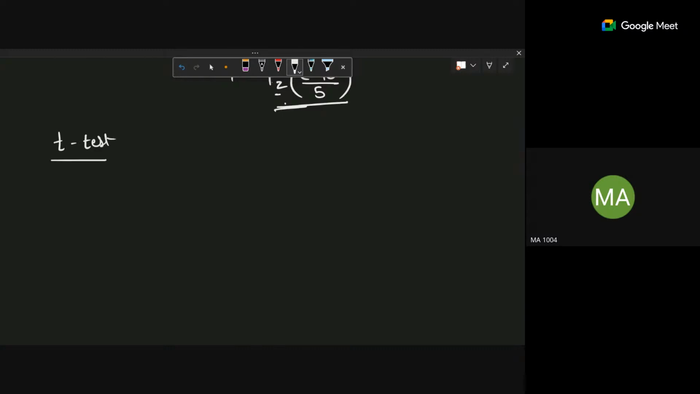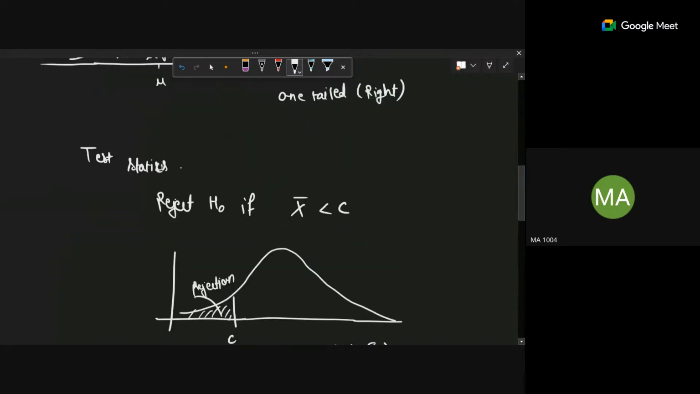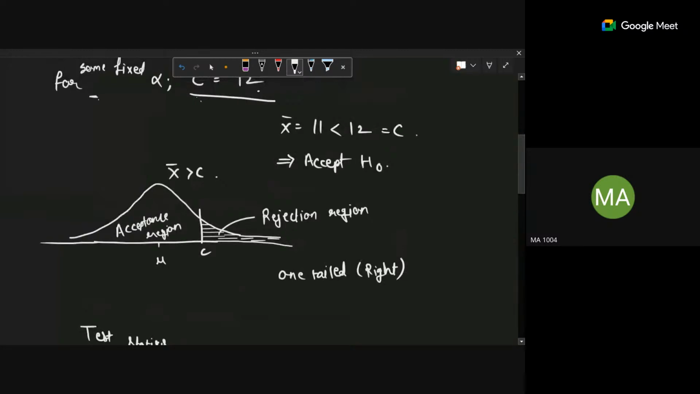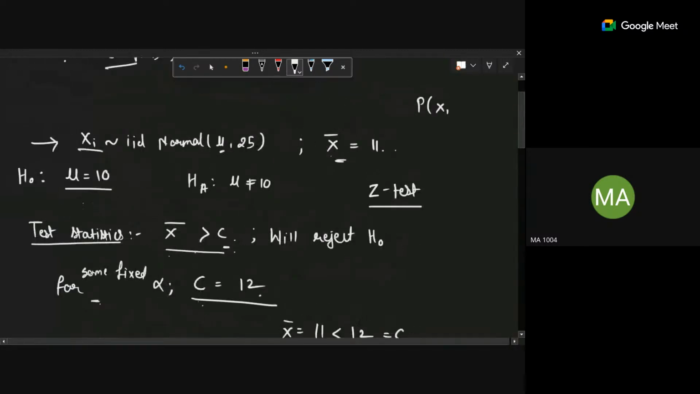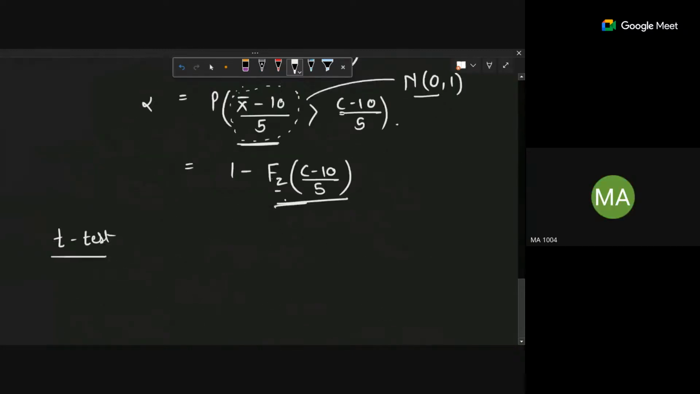Let me just ask whether it's clear to you or not, so we can move ahead. Clear. So this is the basic test, and now we are going to move ahead.